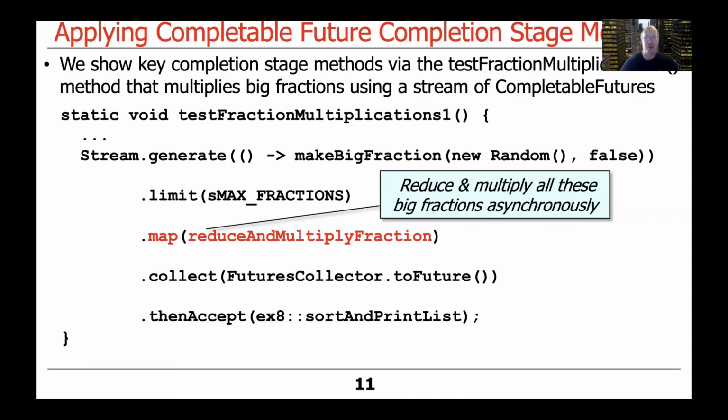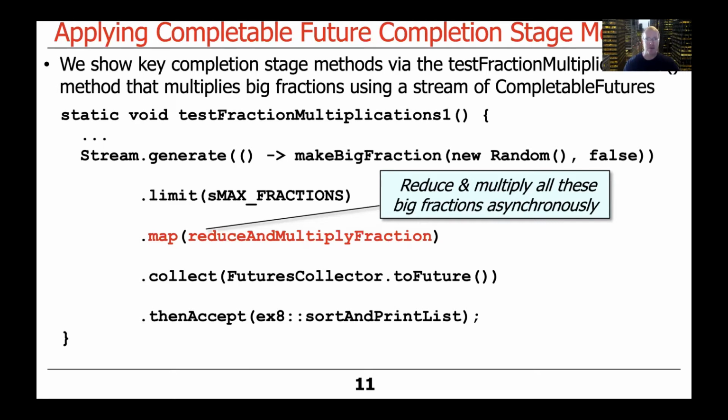remember from our sequential streams lessons, in order to reduce and multiply all these big fractions asynchronously in the common fork join pool. So we're going to do all these computations in parallel, or up to as many as we can run at a time in parallel using the common fork join pool. And to do that, we're going to have a method, or actually it's a local variable called reduce and multiply fraction.